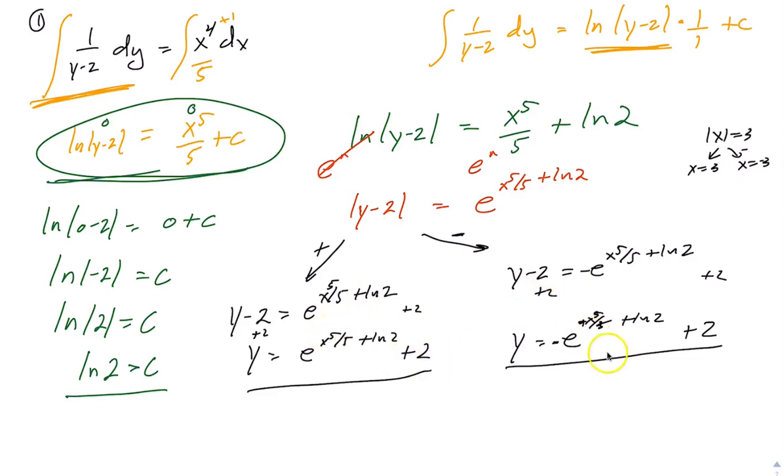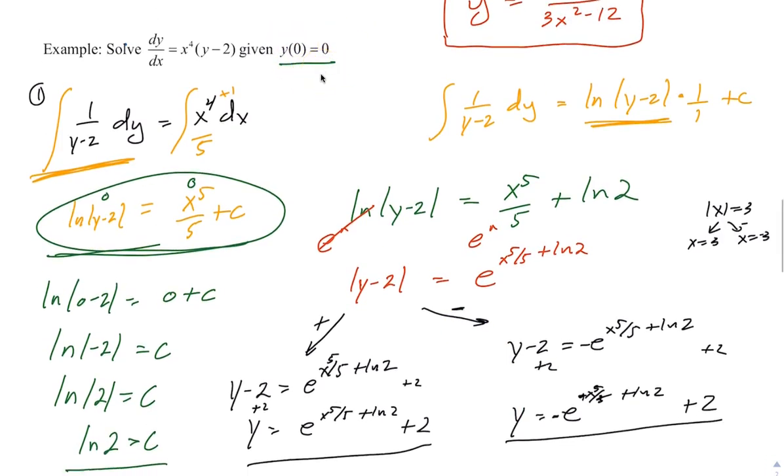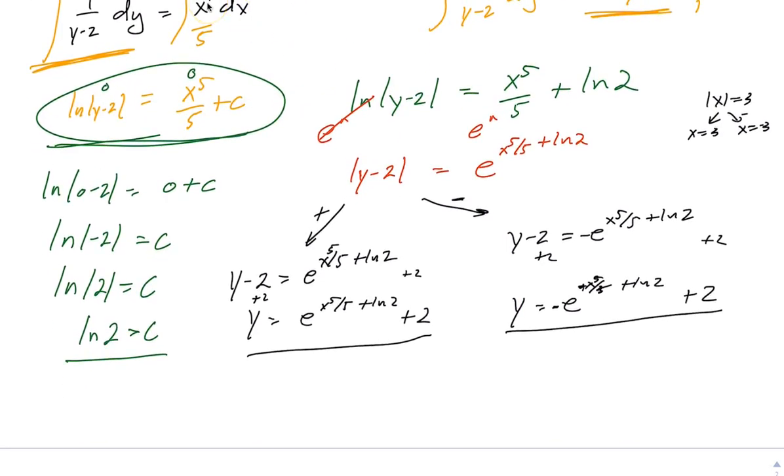One of these is not true. It's not correct. So how do we tell which one's not correct? We plug in our initial condition again, and see which one holds true. So if I plug in 0, 0, let's try it here first. If I plug 0 in for x, and 0 in for y, I'm going to get 0 equals e to 0 plus natural log of 2 plus 2. e and natural log cancel out, so I just get 2 plus 2. So 0 equals 4, which is not correct. So this is not my answer.